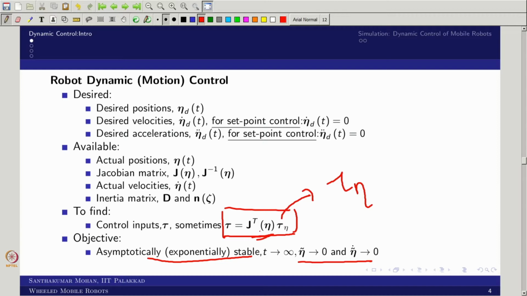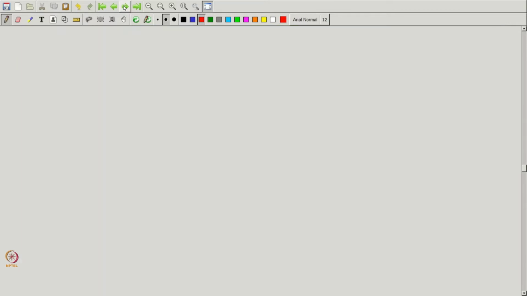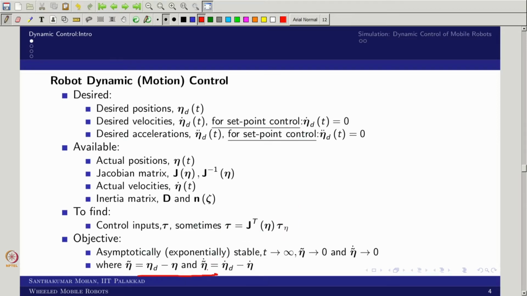In that sense we will do everything in one coordinate, and then we will bring it to the body as it is. So this can also be done. In that sense, what we are finally trying to see is that these errors are supposed to be 0.